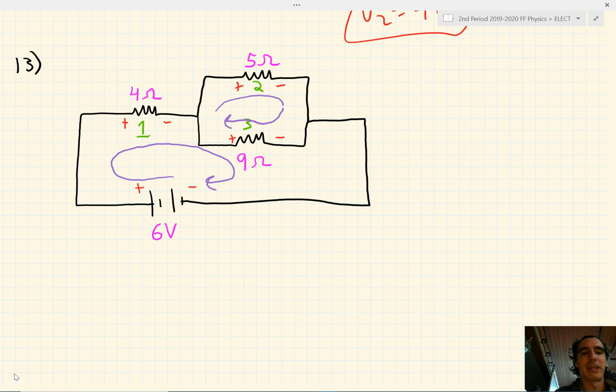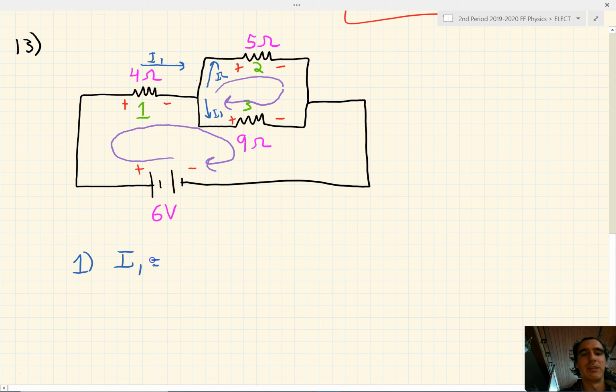The first thing we'll do is look at Kirchhoff's current law. We could look at the current that flows through resistor 1. We'll call that I1, and that branches off into I2 and I3. So we could say that the current entering a node, I1, is equal to the sum of the currents that exit it, I2 plus I3.